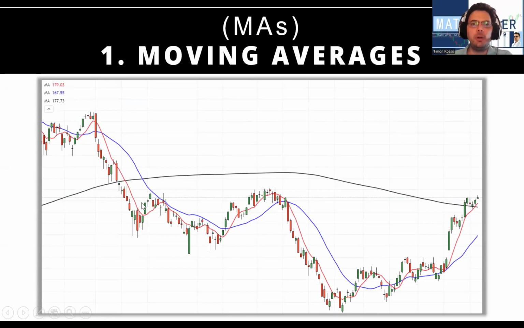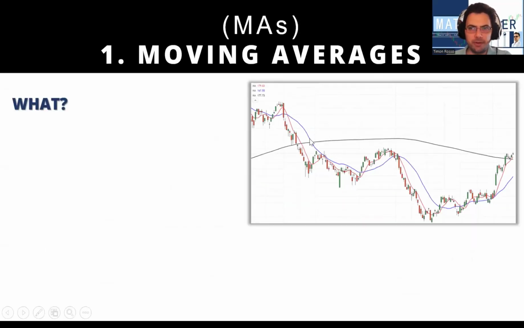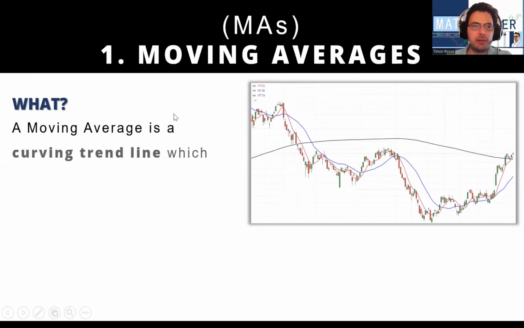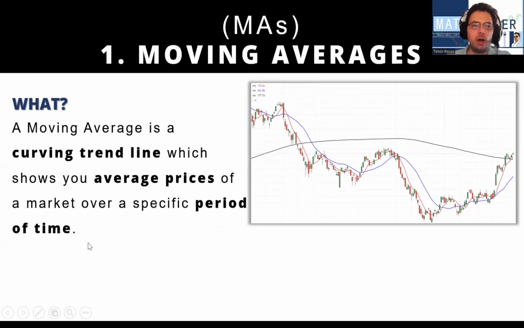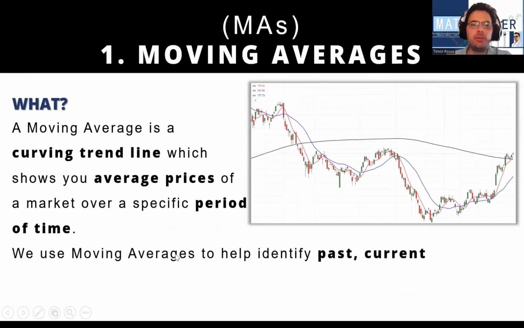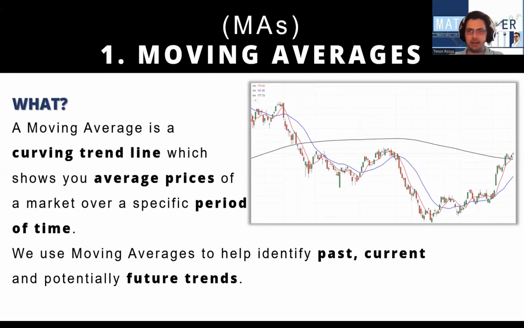So here's an example of how the moving average crossovers work. What is a moving average? A moving average is a curving trend line which shows you average prices of a market over a specific period of time. We use moving averages to help identify the past, current, and potentially future trends. Wait a second, what did he just say? So let's go back and break it down very slowly.